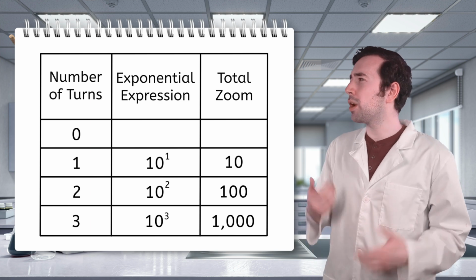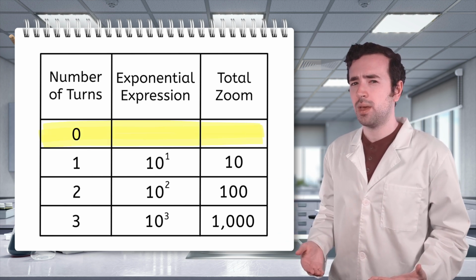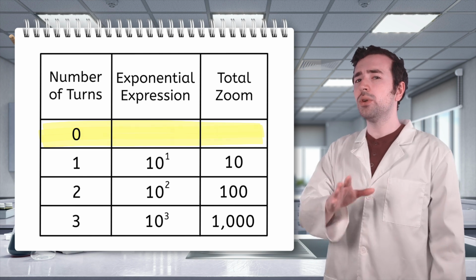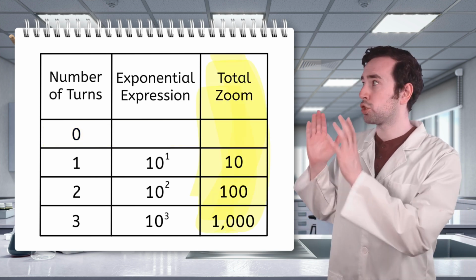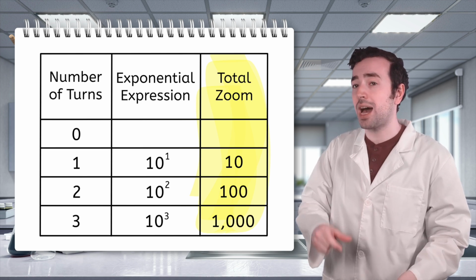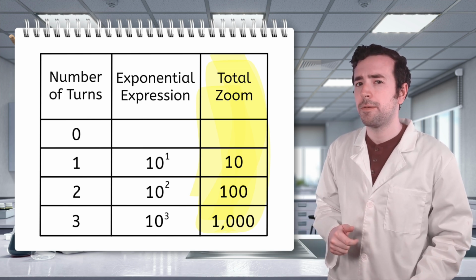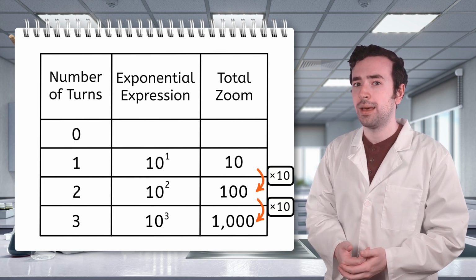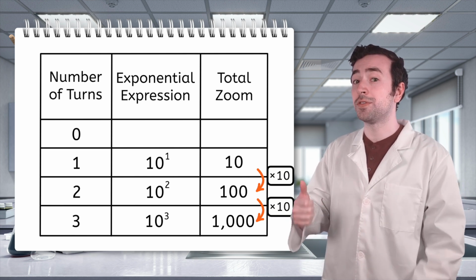But what about that first row? Maybe we can use what we filled in to figure it out. Look at the last column, the total zoom. What happened to the zoom each time we turned the knob? The zoom was multiplied by 10. How can we work backward to find the first row?